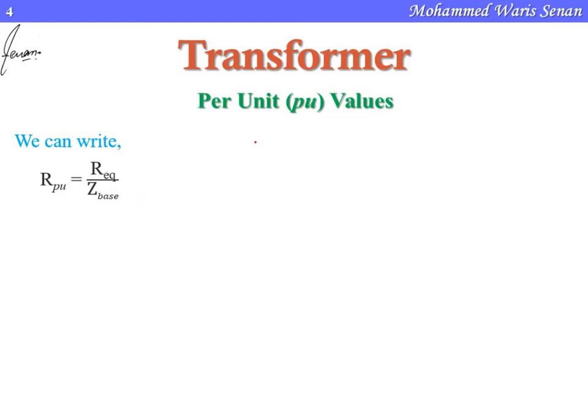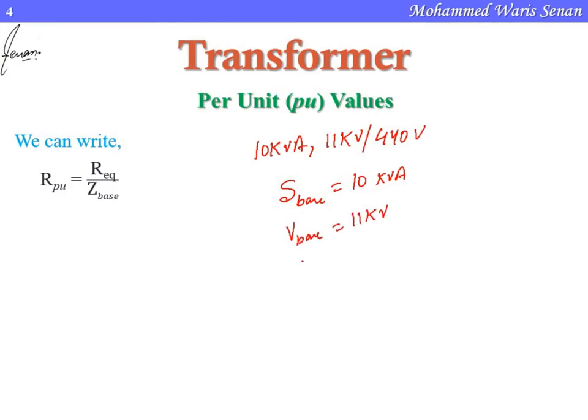Suppose we need to choose the base values of a 10 kVA, 11 kV on 440 volts transformer. So for this transformer, the kVA base or S base will be 10 kVA, and V base for the primary side will be 11 kV, and V base for the secondary side will be 440 volts. So generally, this is the primary side. So generally, the base values are chosen as the rated values.